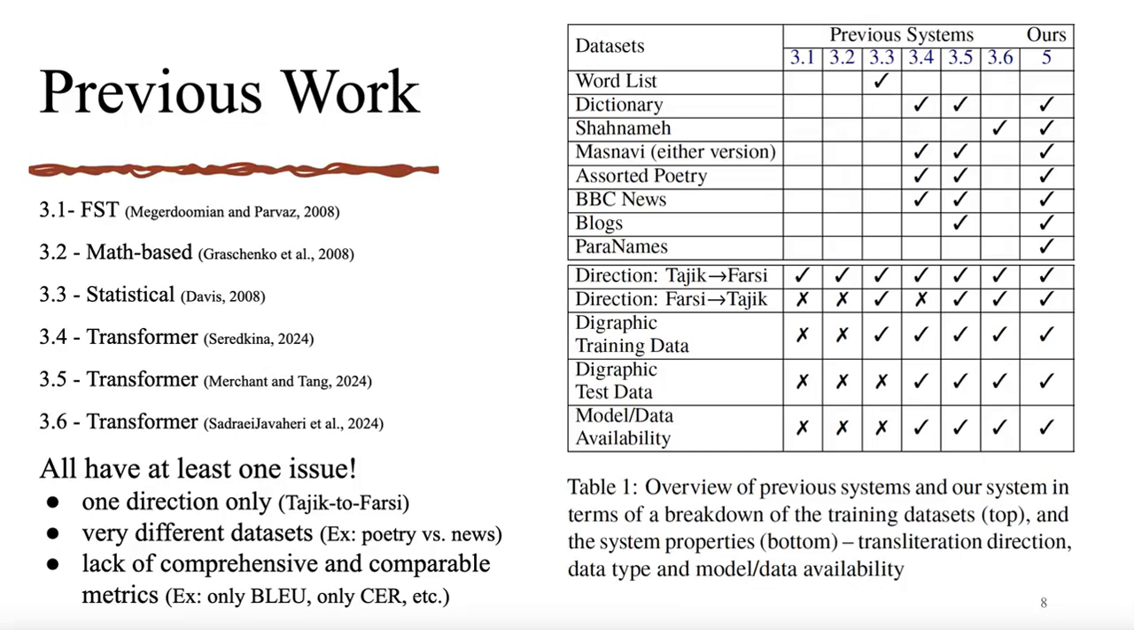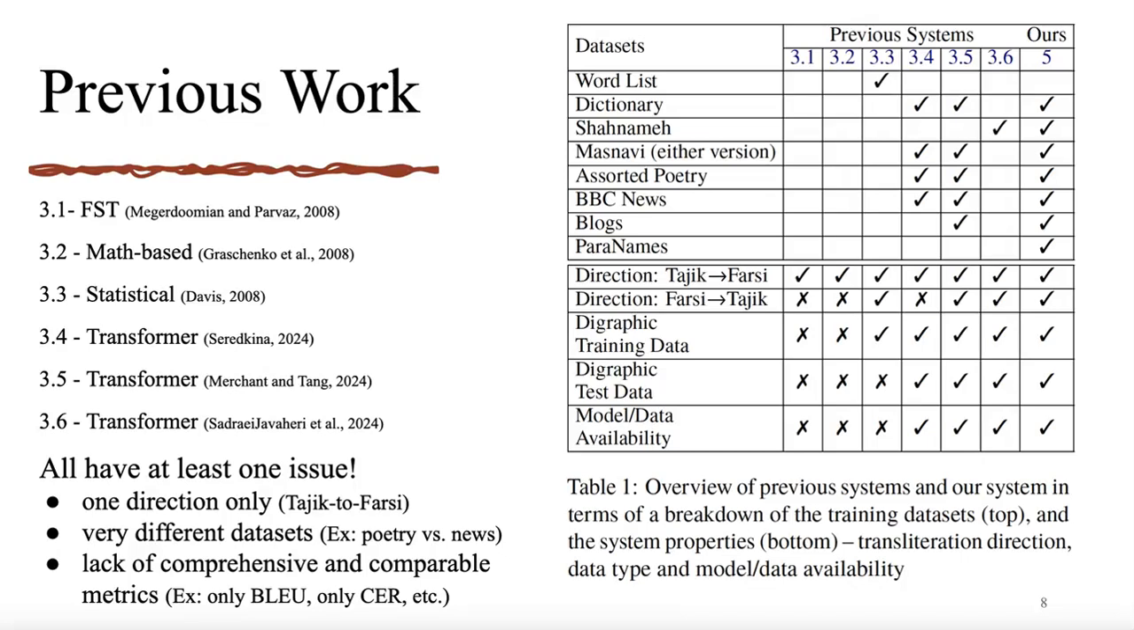We are, of course, far from the first people to approach this topic. So there have been 6 previous efforts to our knowledge, but they all have at least one issue. So the earlier ones, as you can see in the table here, 3.1, 3.2, and 3.3, they faced a lack of data. And so they were often unidirectional, so just Tajik to Farsi, which is the easier direction. And they all use different datasets. And because they didn't have direct parallel sentences, they ended up with very indirect metrics that were not very comparable.